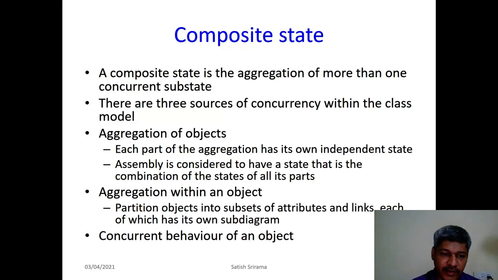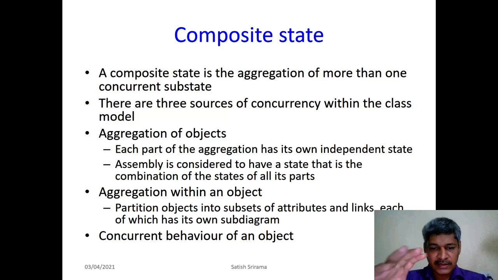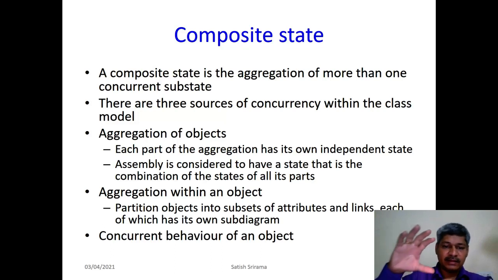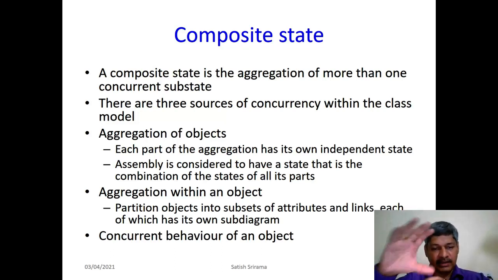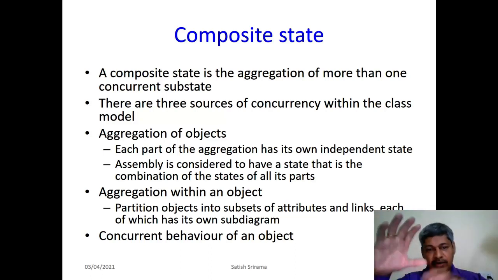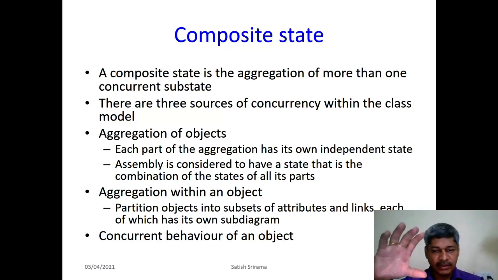The second level of concurrency we have seen is aggregation within an object. This also we have discussed. The object is partitioned into subsets of attributes and links, and each of these subsets will have its own subdiagram. The composite state of a particular object at any time is a combination of the states across these subdiagrams, and we have seen them in detail.